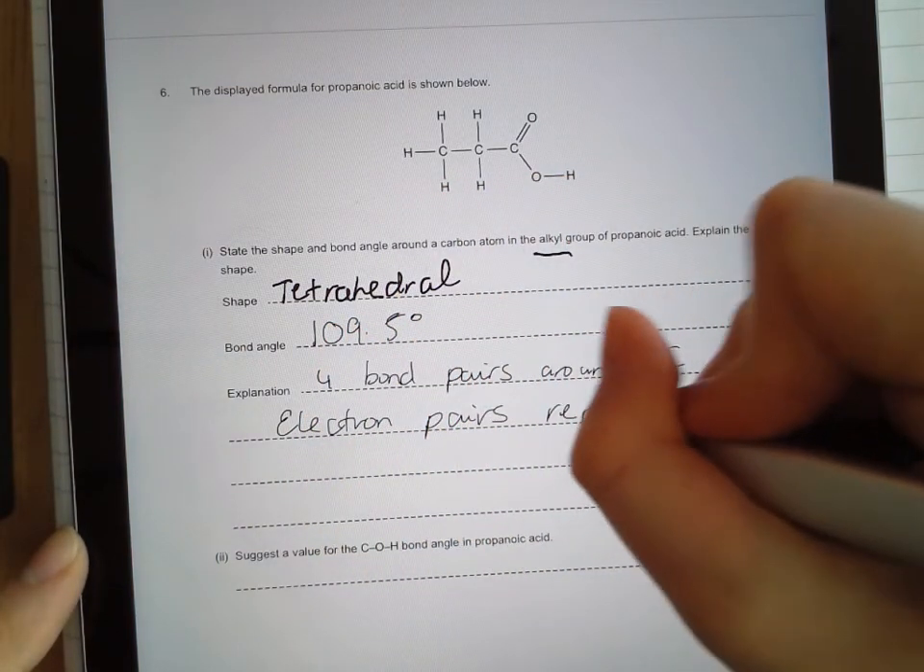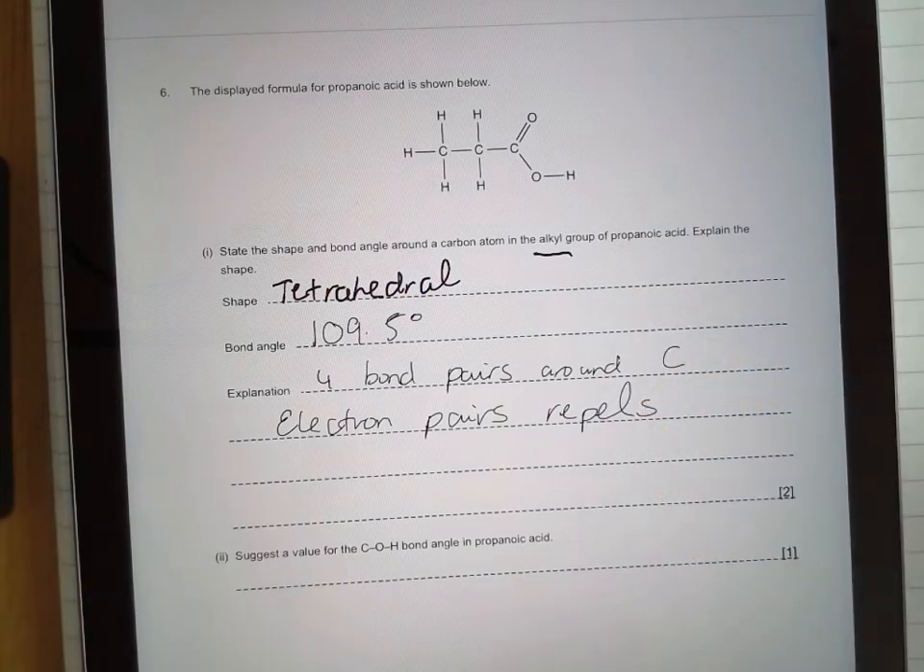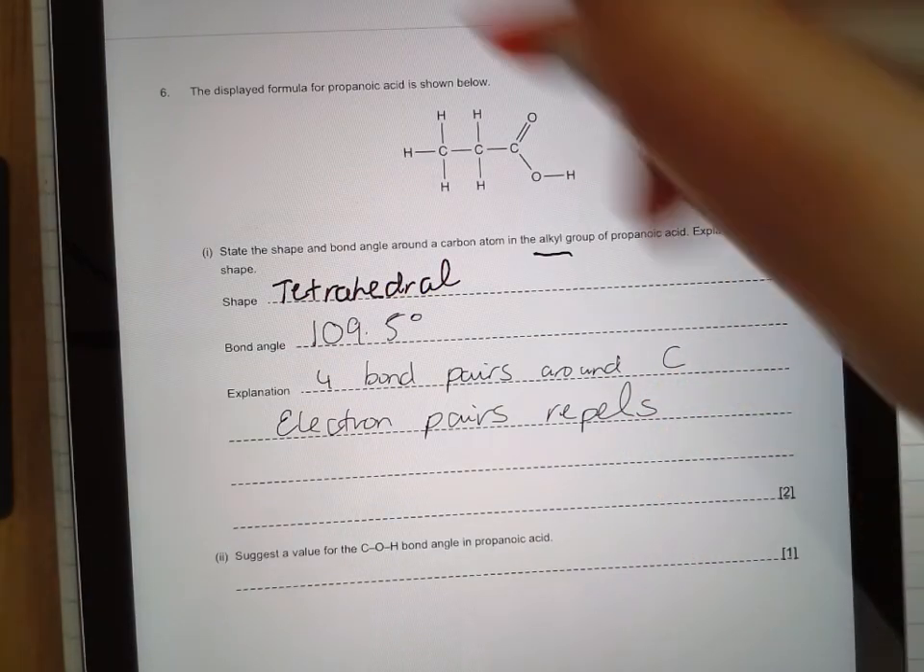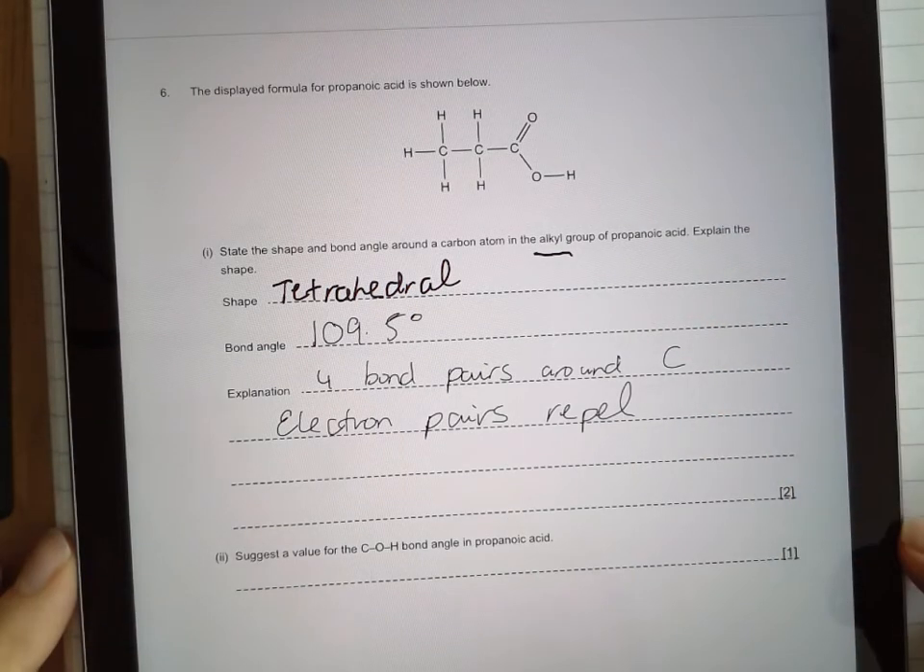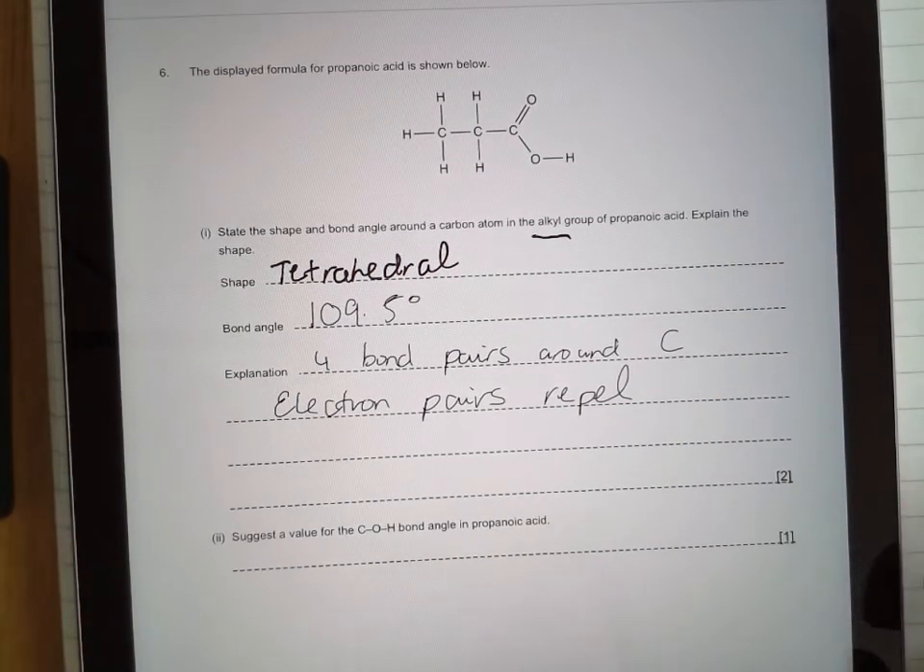Not electrons repel, not bonds repel, not atoms repel, electron pairs repel. Again, don't need to mention lone pairs because there are no lone pairs around the carbon. Suggest a value for the COH bond angle in propanoic acid.